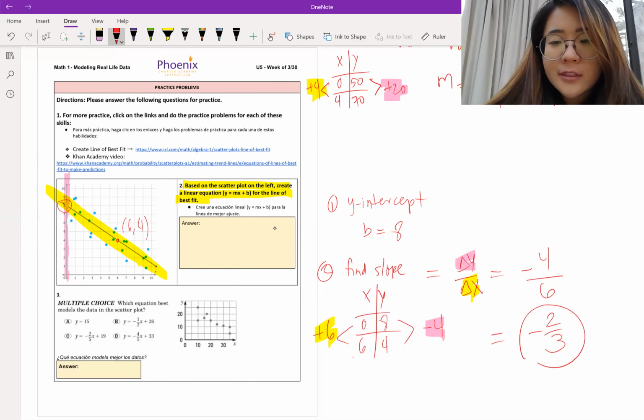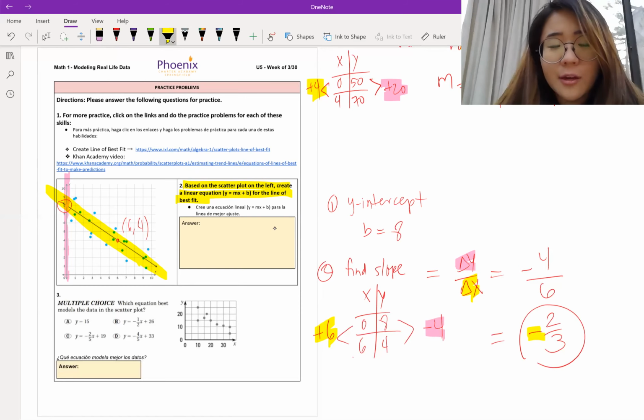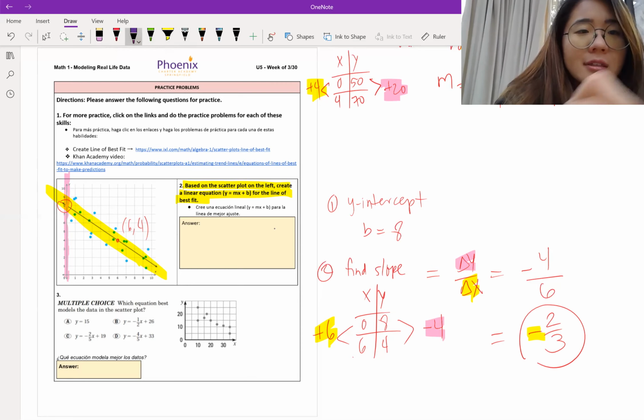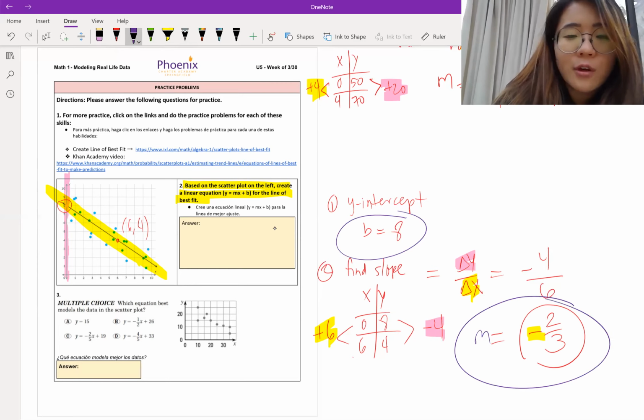That's my slope. And if I see here, it's a negative sign, right? Does that make sense? Of course it does. If you look at the scatter plot, what's the trend? It's a negative trend. It's a negative slope. Your slope should be negative. Now that I know that, I got my answer. Basically, B is 8. M is -2/3.